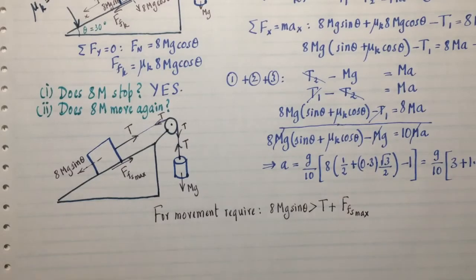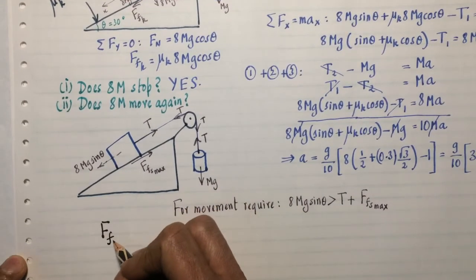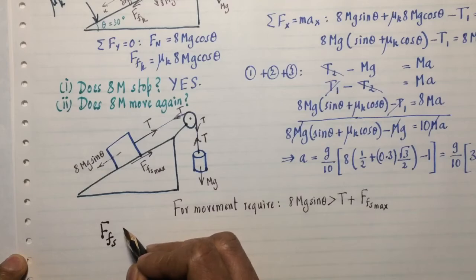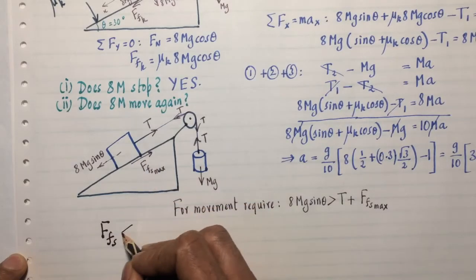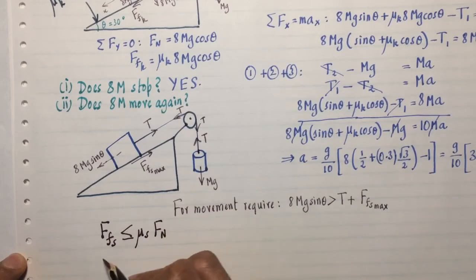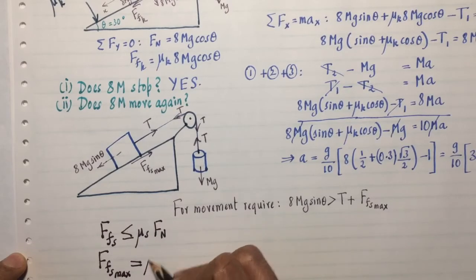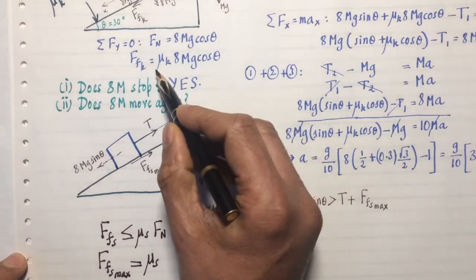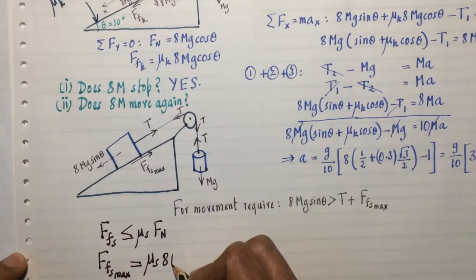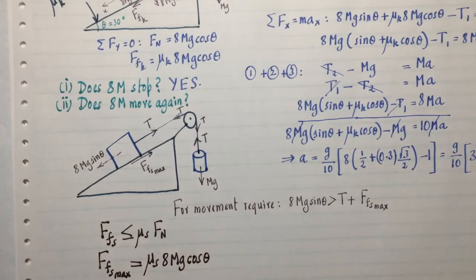Let's talk about the static friction for a moment. The force of static friction, unfortunately, is not as simple as the force of kinetic friction. It's less than or equal to mu static times the normal force. However, when you're maximizing it, that's when you have to choose the equal sign instead of the less than or equal to sign. So then you can use a result similar to that. The normal force is always 8mg cosine theta because the block does not fly up or down.